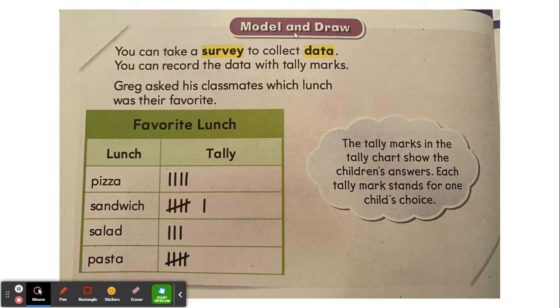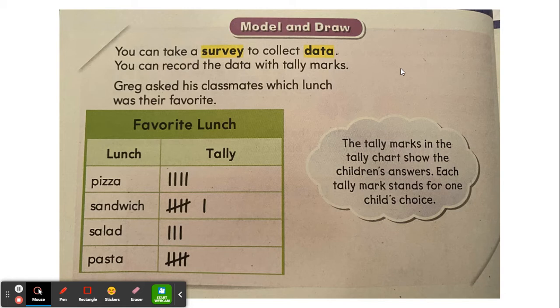Here we see our model and draw. This is usually right on the back of the first page of one of our worksheets, and this gives us our hints and clues. So if you're having any trouble at all, you can always come back to this video, or you can turn in your workbook to page 654 and look at this sheet to help you figure out what a survey and what data is and how to use tally marks. So you can learn, or you can take a survey to collect data.